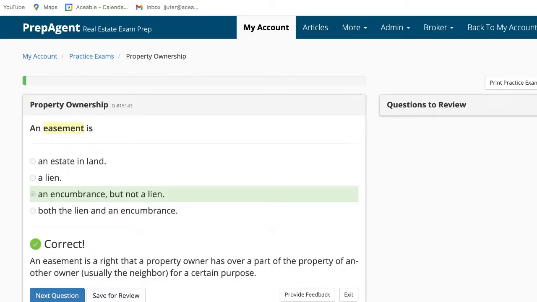What do you guys think? Specific, you guys give me examples. I didn't ask for examples. I wanted the definition. I want the definition. Thank you, Maria.